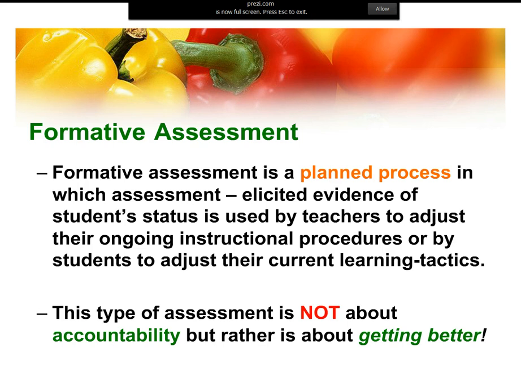Pre-assessments will help the teacher flex groups and really be able to find out what the student knows. Formative assessment is a planned process in which assessment-elicited evidence of student status is used by teachers to adjust their ongoing instruction procedures or by students to adjust their current learning tactics. It's really both of these things. This type of assessment is not about accountability, but rather it truly is, as it says here, about getting better.